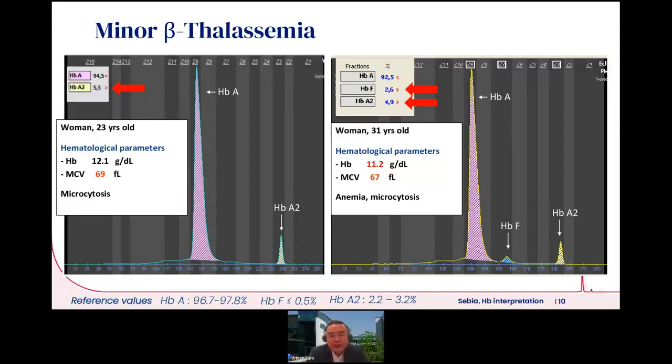In the second case, it is a scenario where hemoglobin F is present and increased. Remember, in the normal profile, it will be in very trace amounts, and in this instance, it is increased, right? And this patient has more hematological manifestations within the profile, with reduced hemoglobin as well.